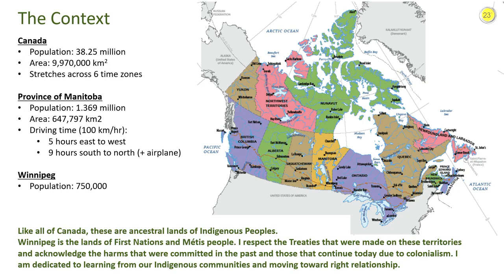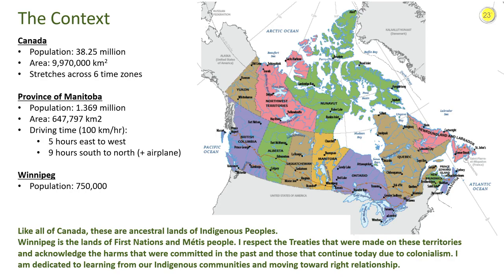So my name's Heather Campbell-Enns. I am a professor at Canadian Mennonite University in Winnipeg, Manitoba, which is, there's a picture of Canada, and Manitoba is the yellow province in the middle, smack in the middle of Canada. We are a small population, and this study took place in Winnipeg, Manitoba, which is near the southern border. Manitoba is large, even as a small province.